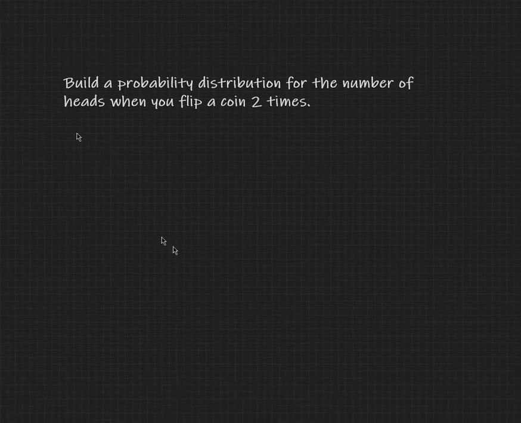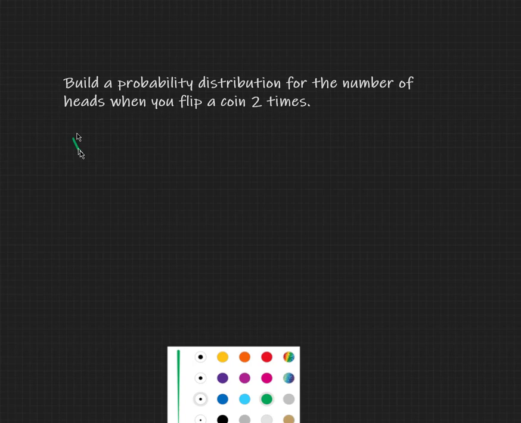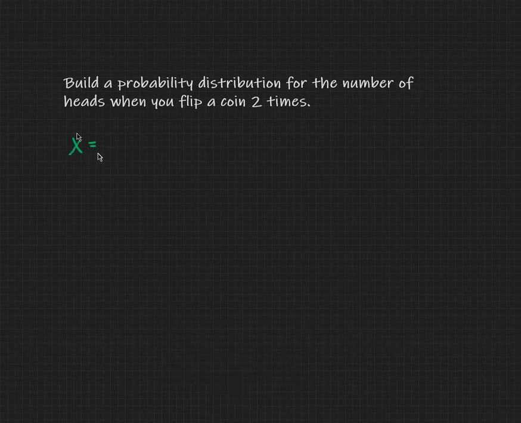So I'm going to use the uppercase letter X as the name of my random variable. And my random variable would be the number of times heads comes up when you flip a coin two times.